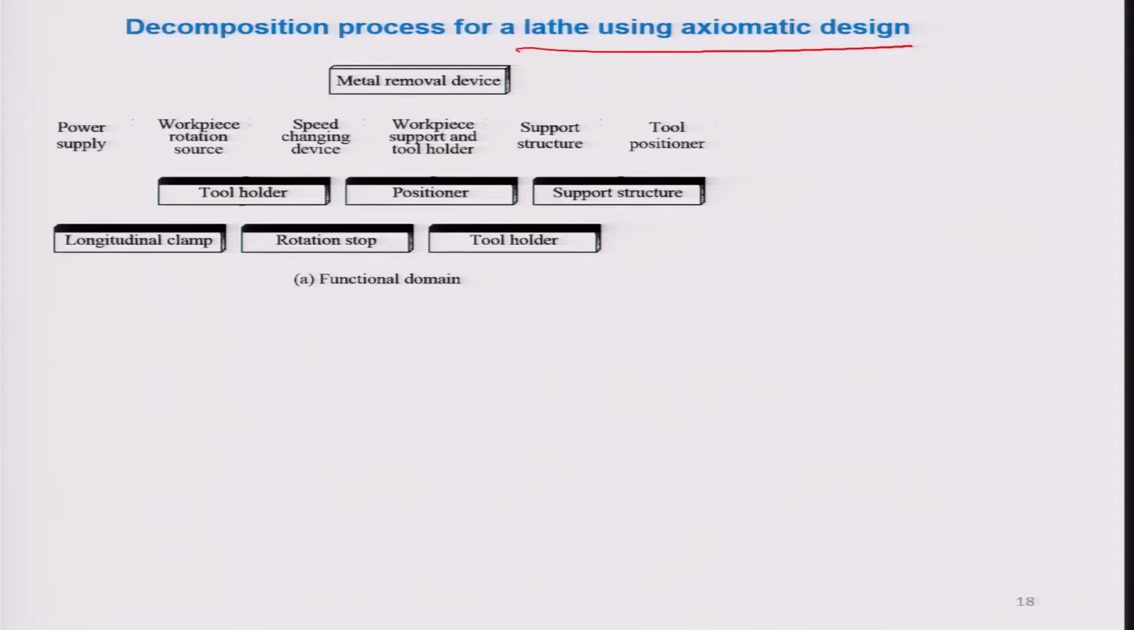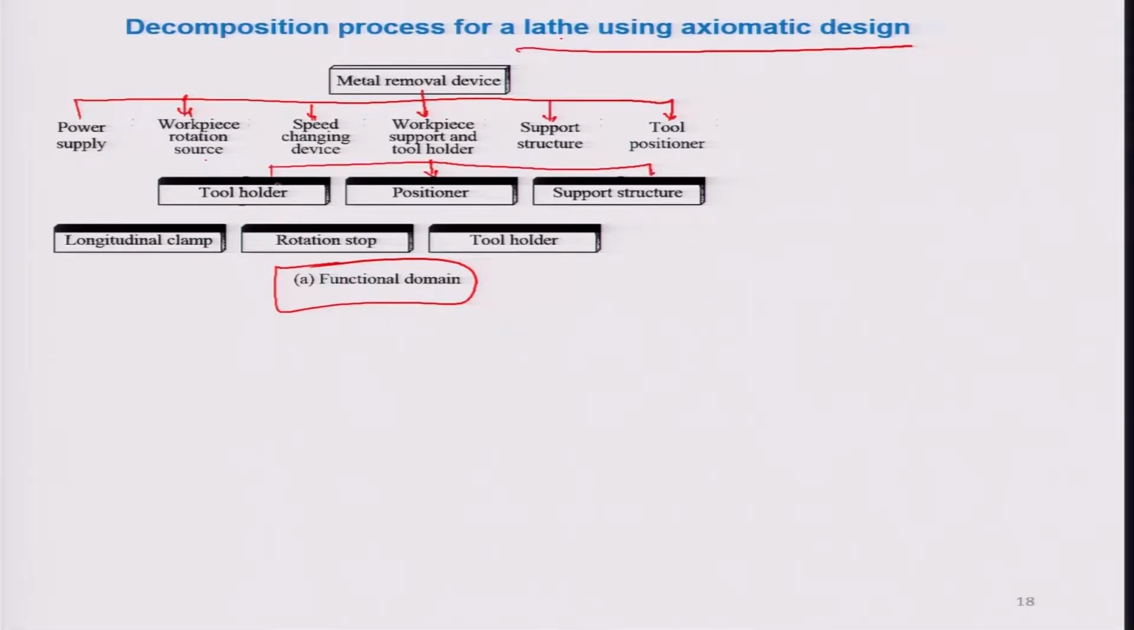So for example, the decomposition process for a lathe using axiomatic design. What is the function of a lathe? It is a metal removal machine. So for a metal removal device, what are the functional requirements? These are your functional requirements: power supply, workpiece rotation source, speed changing device, workpiece support and tool holder, support structure, tool positioner, and again here you can divide workpiece support in various forms, tool holder, positioner, support structure.